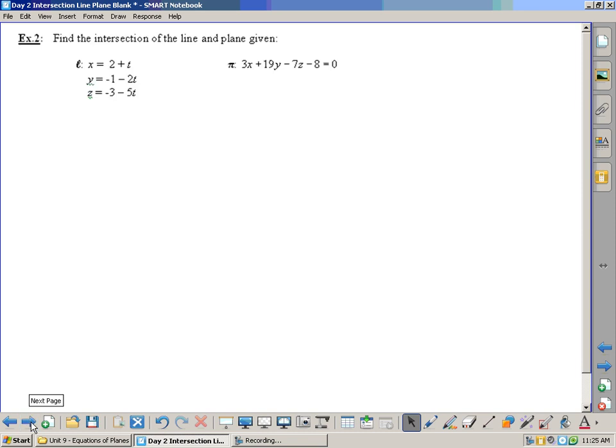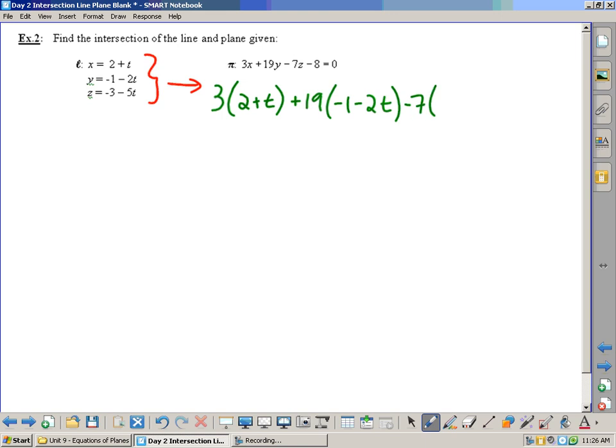Let's look at an example where one of those other ones pop out. So here's the question. Again, this one's given to you nicely, so you don't have to do any rearranging like we did at the first to put it in parametric. It's already there. Here it is in parametric. Here's the plane. So we're just going to go right to step 2 and sub it in. So wherever we take the x, we're going to replace with, in this case, 2 plus t. The y, we're going to replace with -1 minus 2t. The z, we're going to replace with -3 minus 5t. And then a -8 equals 0.